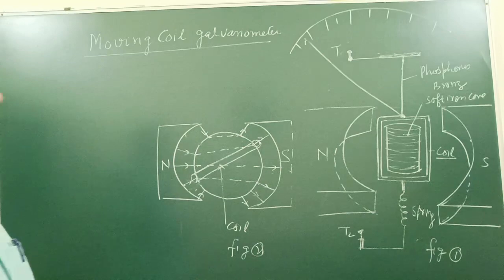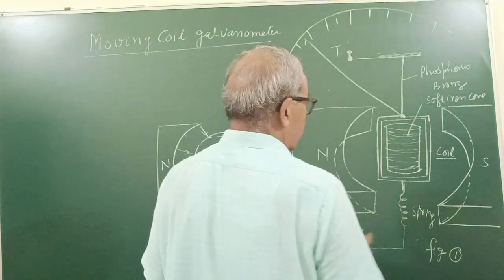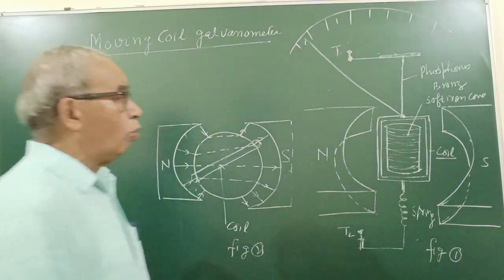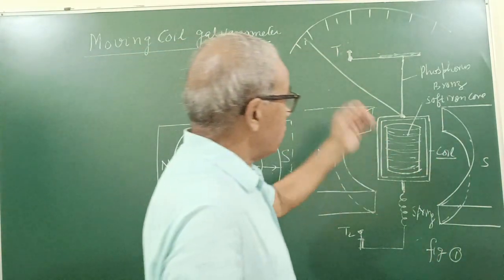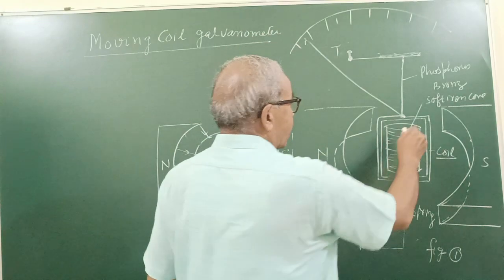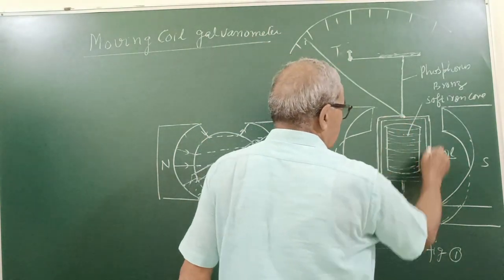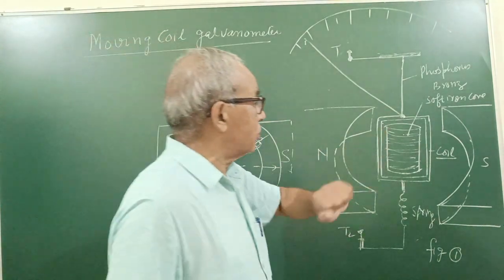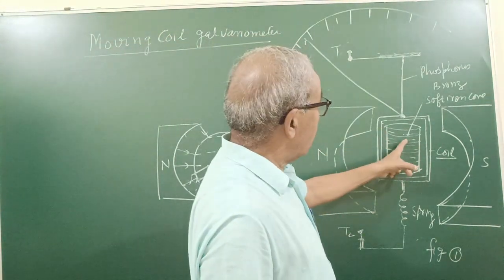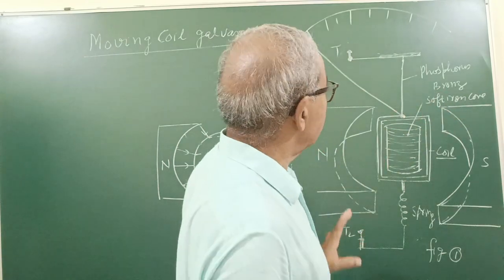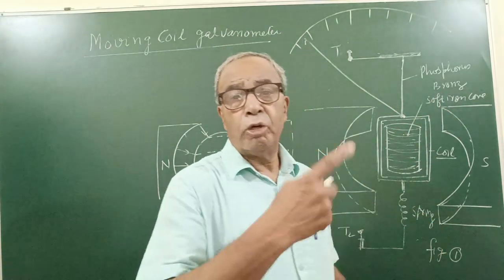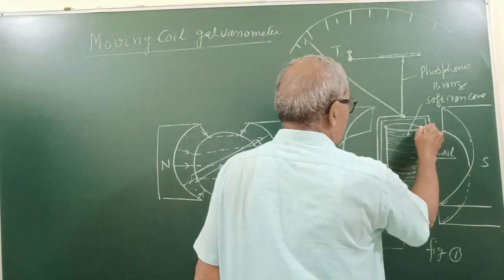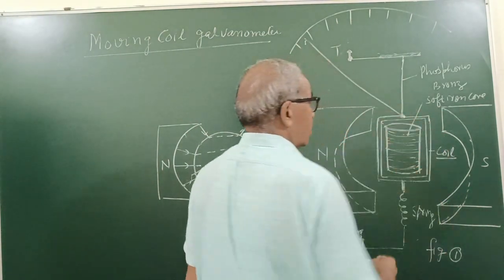The galvanometer consists of a north pole and a south pole, of concave shape. In the region of these poles, a rectangular coil of conducting wire having many turns is wound around a soft iron core. This is the cylindrical core, and the coil is wound around the cylindrical core without touching it.